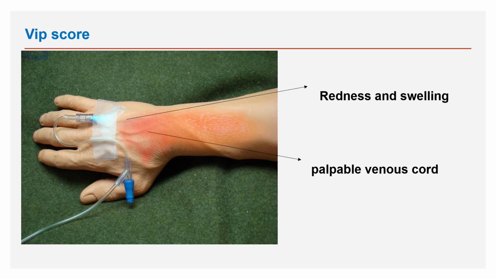In this picture, you can see the redness, swelling and palpable venous cord that are observed by vision. They are already visible. The other symptoms, like pain, we need to confirm from the patient. We should ask the patient whether he is having pain while pushing the fluids or when the IV fluid is ongoing. And pyrexia we should confirm from temperature monitoring.